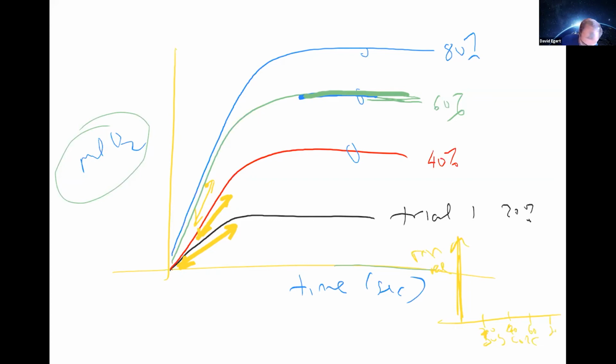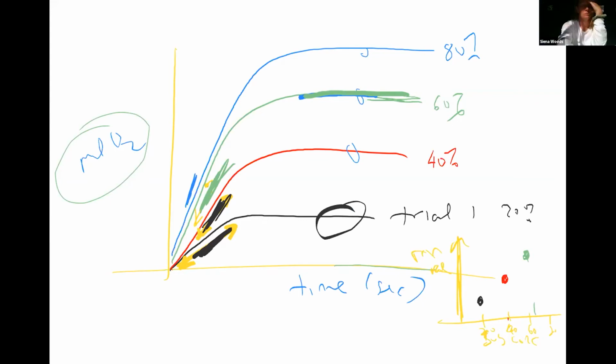I would measure the slope for this one here, and that would give me a dot for 20%. I would have to measure the slope for the 40% one there, and that would give me the reaction rate for 40. I'd have to measure the slope at my 60% here, and that would give me my dot here. Right, and then when I got to 80%, what do I notice about the slope on the 80% compared to the 60%? Barely changed. It's pretty much the same.